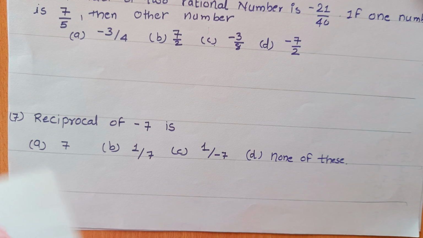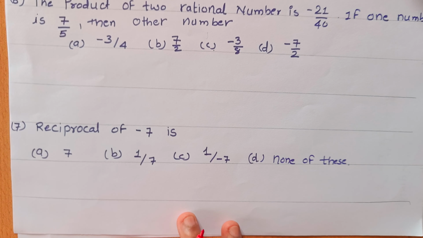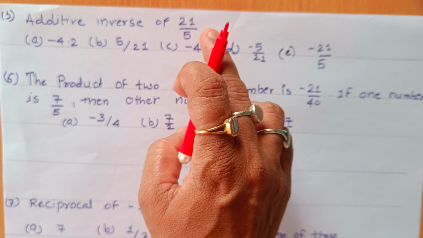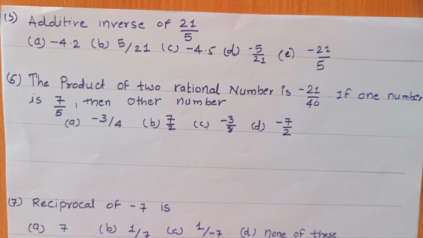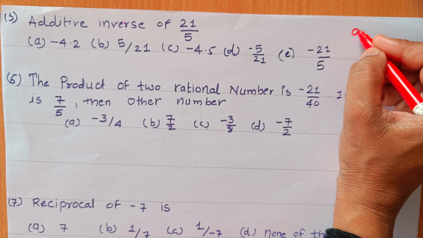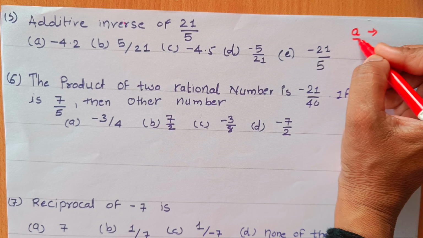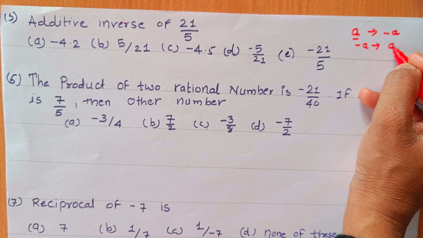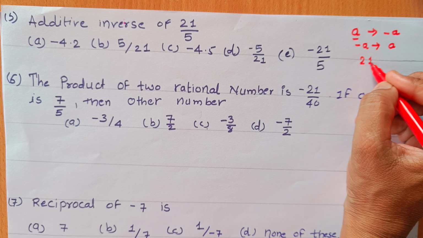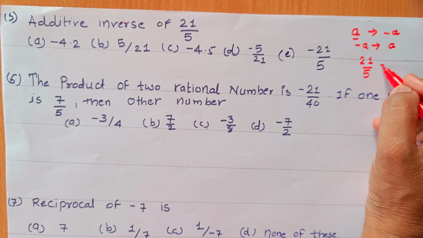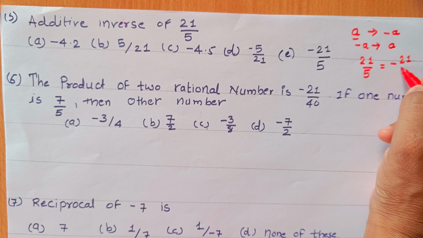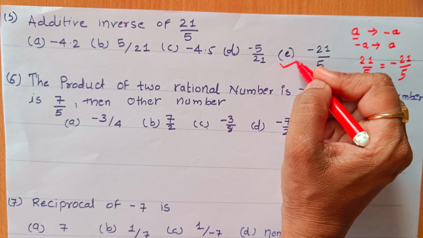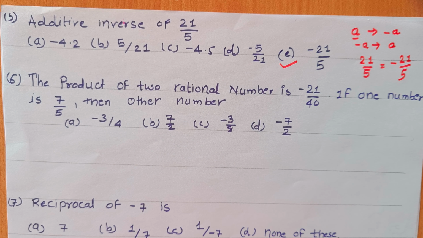Now children, the next sum is additive inverse of 21 by 5. Additive inverse means positive numbers become negative. A becomes minus A and minus A becomes plus A. Here the number is 21 by 5. So it becomes minus 21 by 5. So our answer is E, minus 21 by 5.